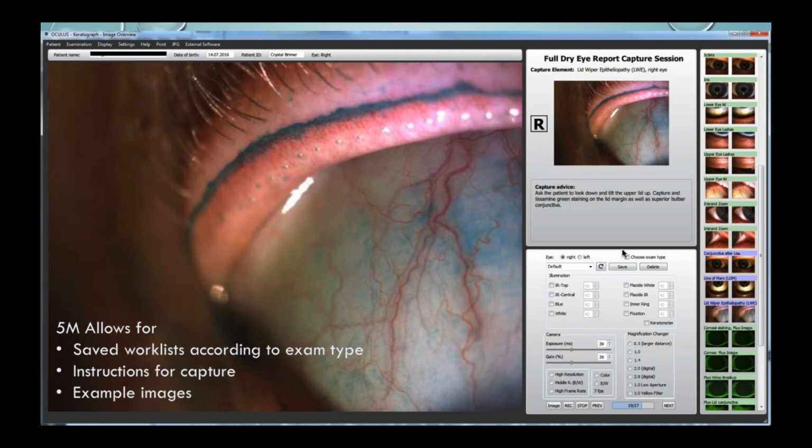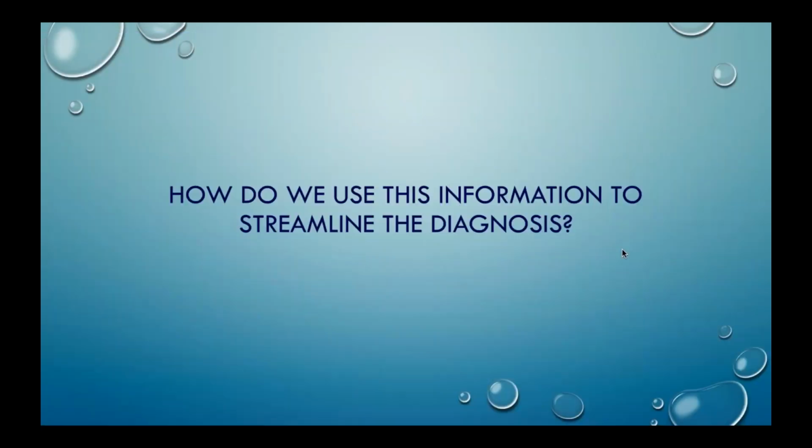And with the 5M, I can create this work list where they know exactly what to do when it's a full dry eye eval, a mini dry eye eval, a follow-up with symptoms, a follow-up without symptoms. And not only do they know what to acquire, they've got an example image of exactly what it should look like and instructions on what to tell the patient or what to do, what to focus on. So it really empowers them, and it makes them part of this, part of the outcome, part of the process. And that's important in fulfilling your staff and having them bought into dry eye in your office. And the 5M does a really good job of that.